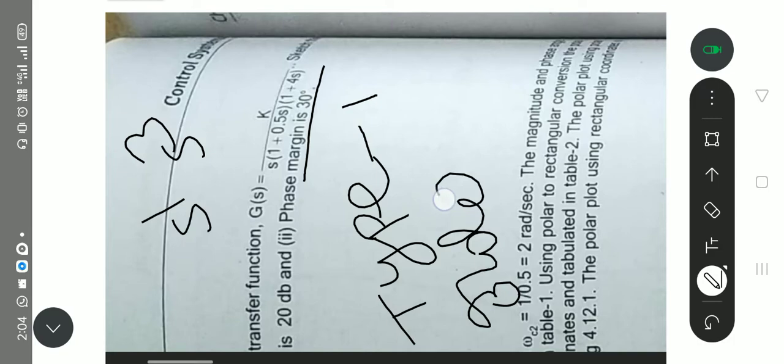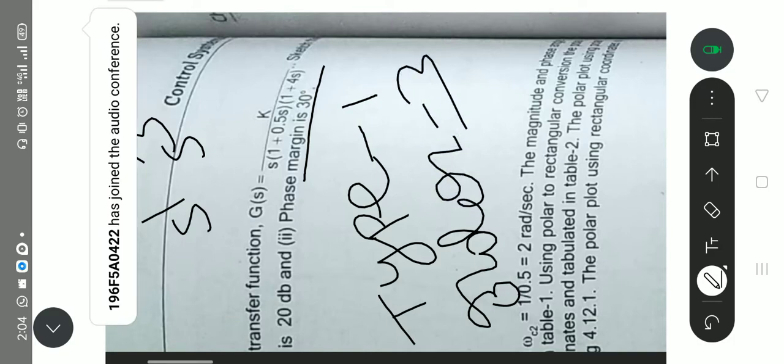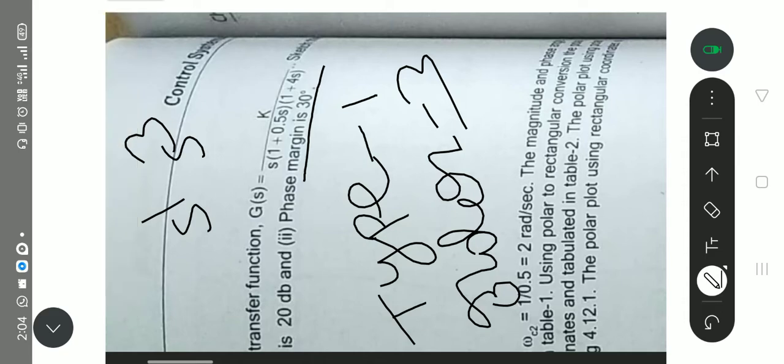Okay, order, how can you take order? You multiply all the S terms. Here 1 plus 4s, 1 plus 0.5s and s. So we multiply the 3 and get S cube. So the order of the system is 3. Right. Type 1, order 3. How can you draw the polar plot for this type 1 order 3?